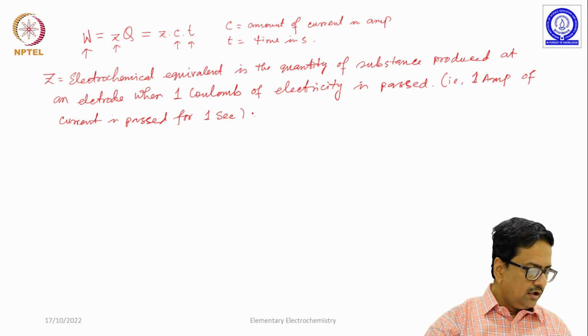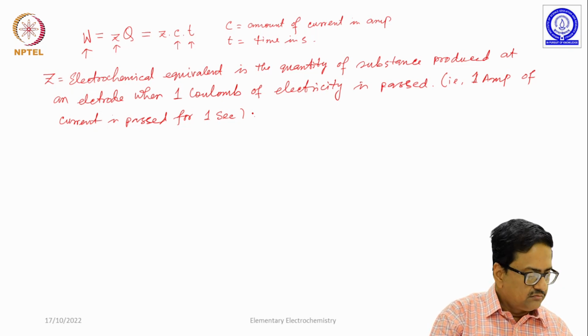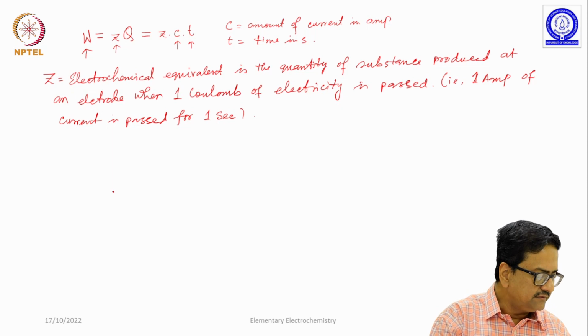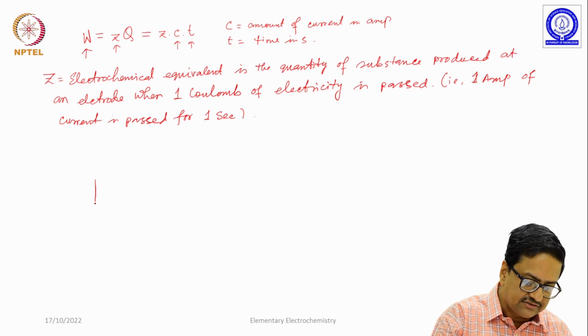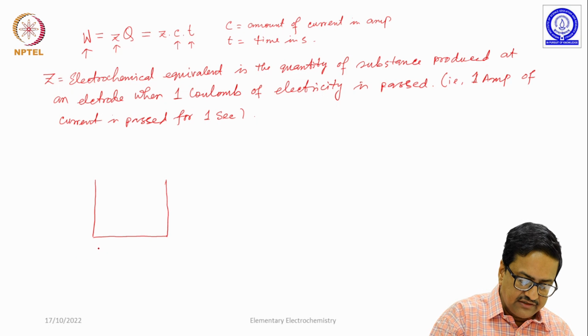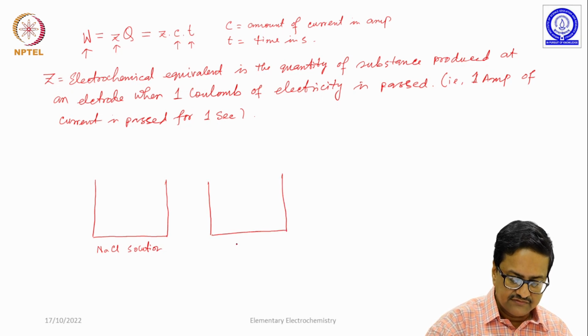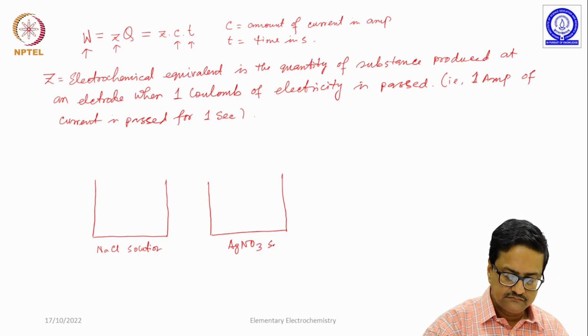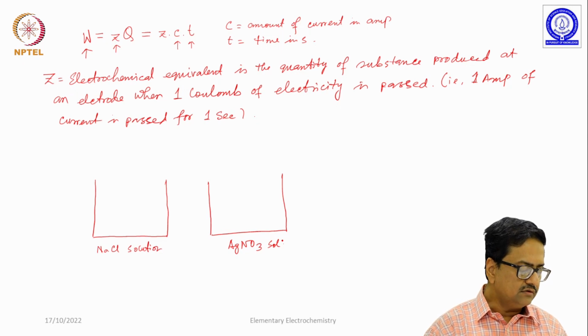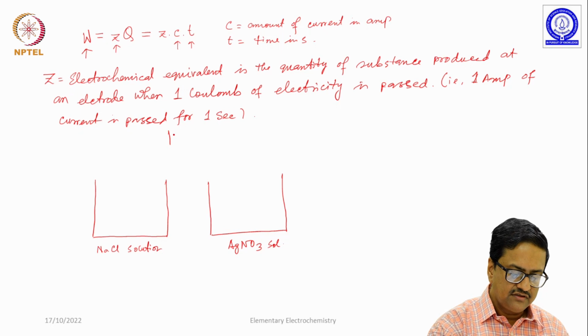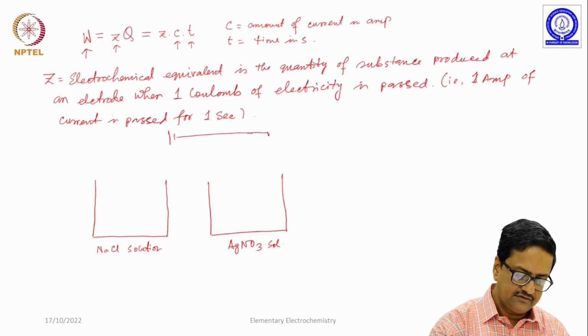So, when we try to construct a different cell, let us draw this cell first. I have two chambers. The first chamber contains a solution of NaCl. The second chamber contains a solution of AgNO3. Now, I am connecting these two solutions using an external circuit like this.